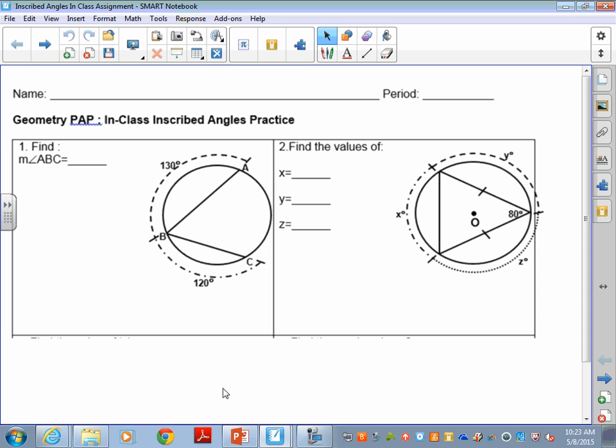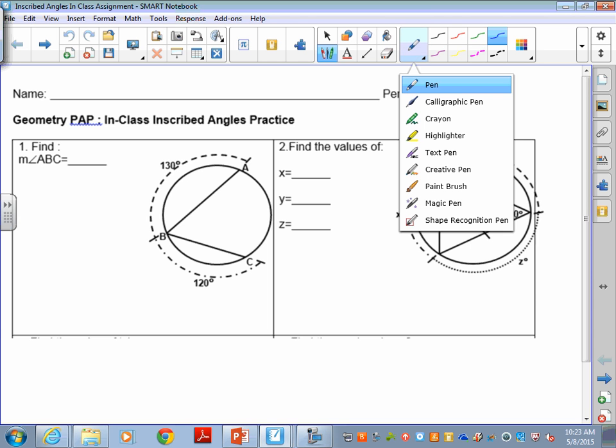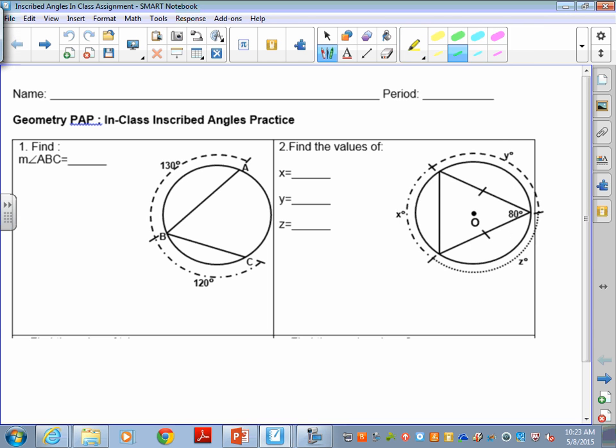All right, the first one you're going to find is angle ABC. I'm hoping you see that it is an inscribed angle because B, the vertex, is on the circle. What do you need to solve this? We need the intercepted arc. That arc is 110. Using that a circle is 360. So yes, 55.